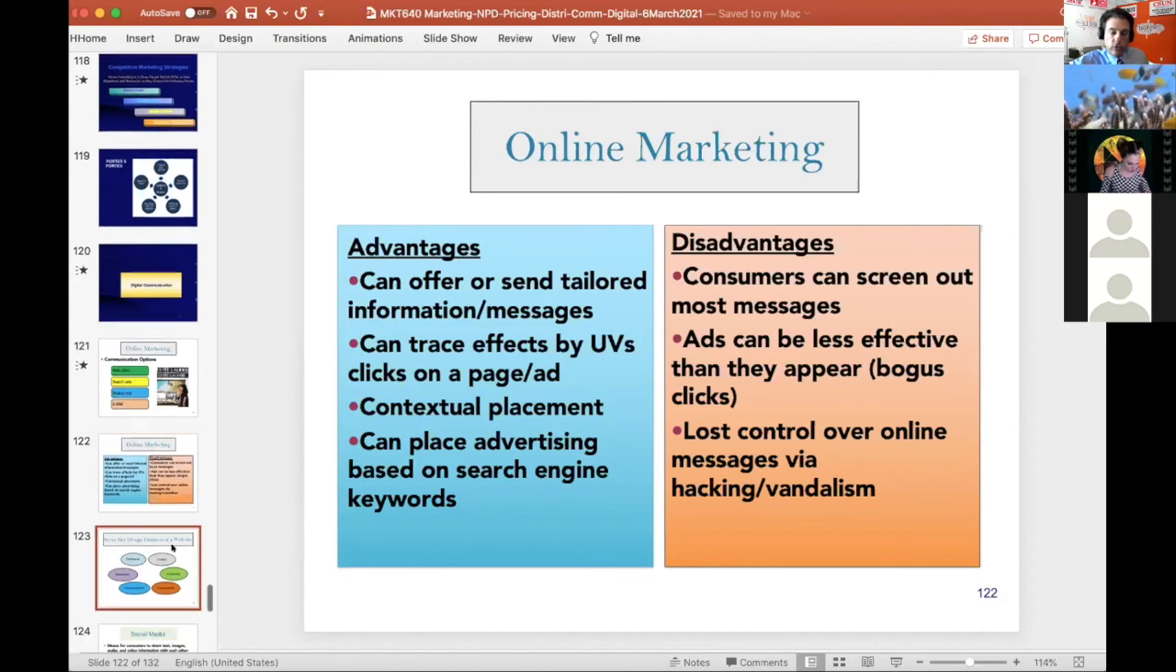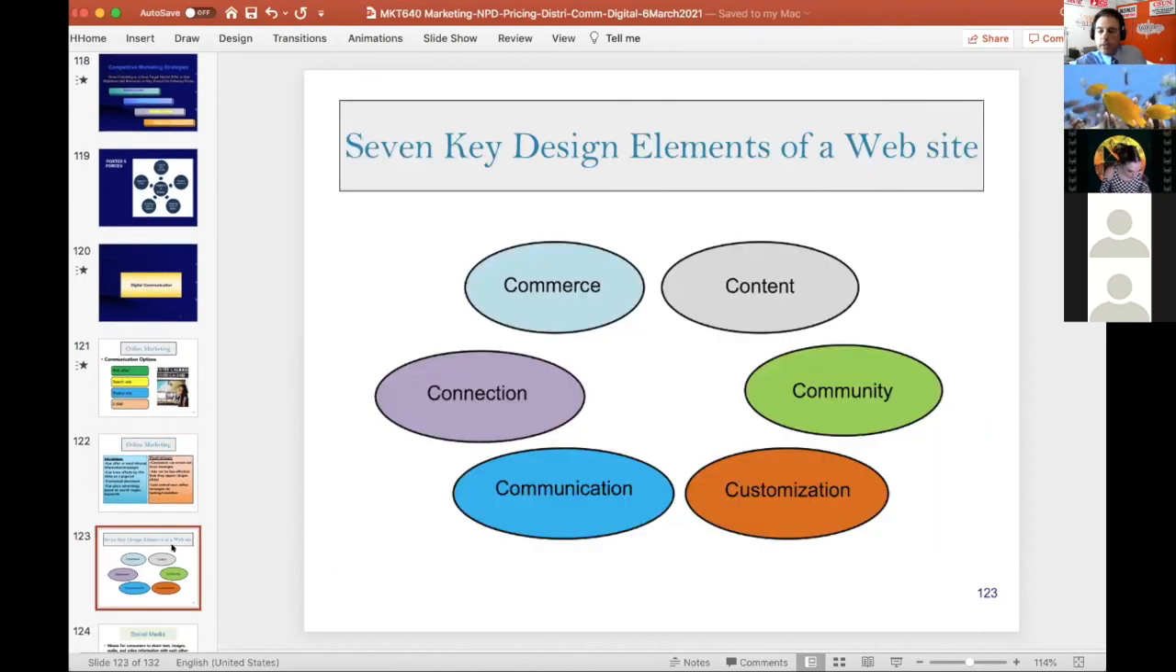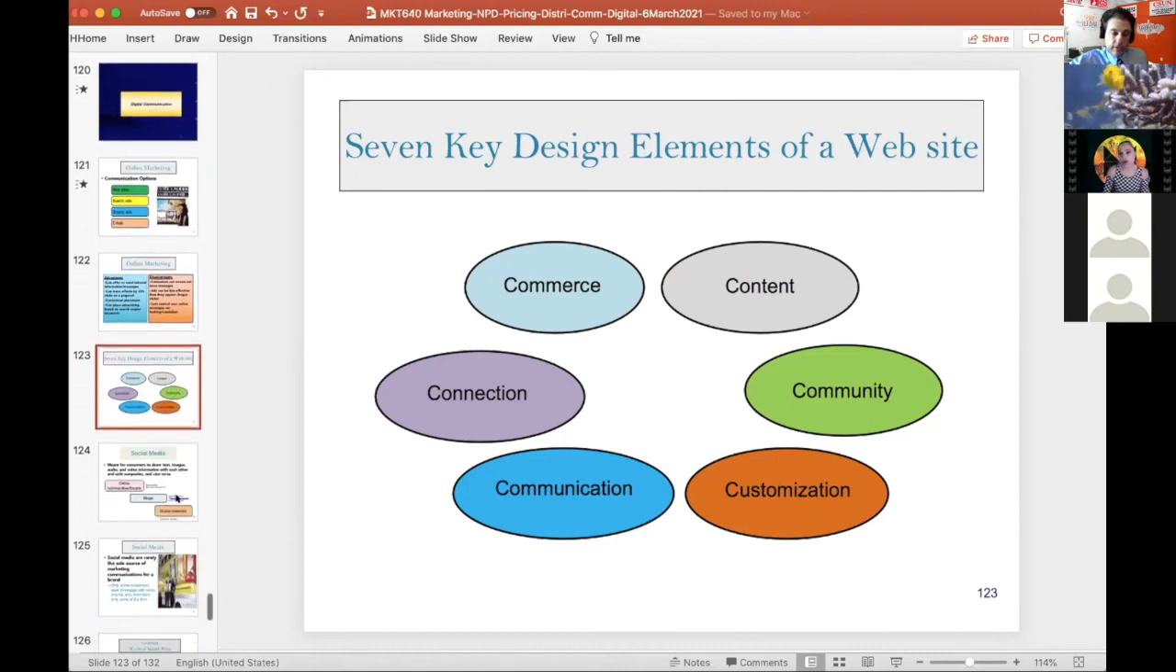So the elements of a website are creating good content, building a community, customizing, so you want people to have a more individual experience. You want to make sure that they understand what you're talking about, so there's good communication, and that you make connections and links with other things, and essentially they feel that they're learning something, and eventually that there's a commerce side, so you try to monetize a good website.